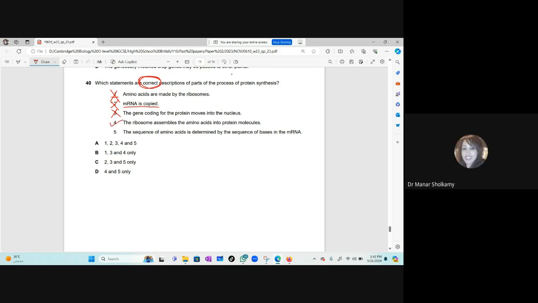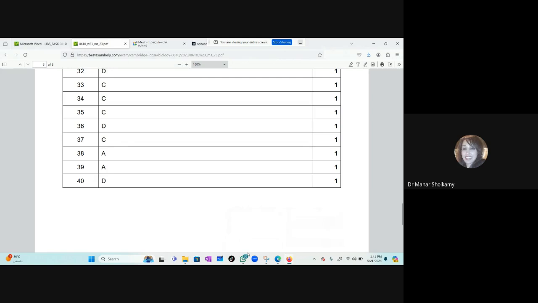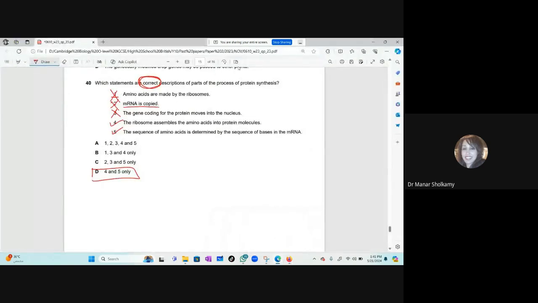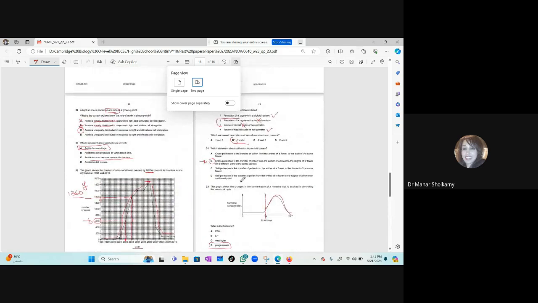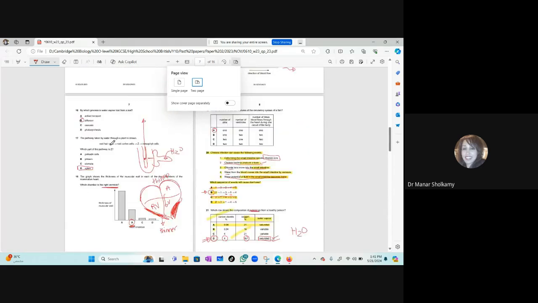5, the sequence of amino acids is determined by the sequence of bases in the messenger RNA. I think I always told you that this is the most important sentence. Yes. So the answer is 4 and 5 only. Let's check. Yes, it's D. Okay. So there were a few tricky questions. They are highlighted in yellow.